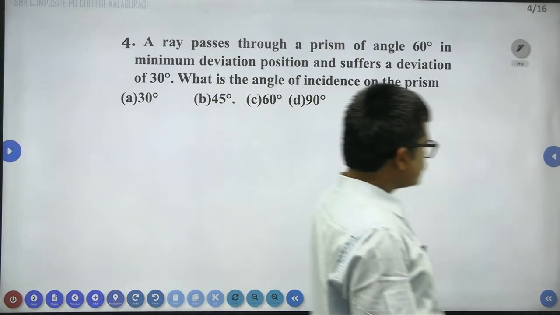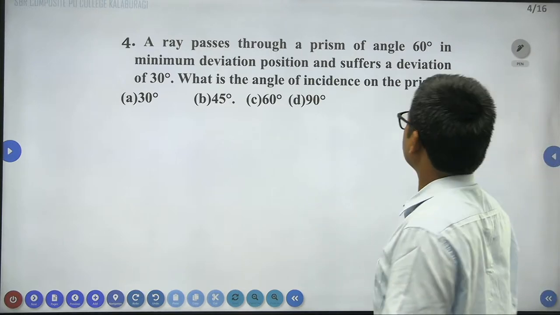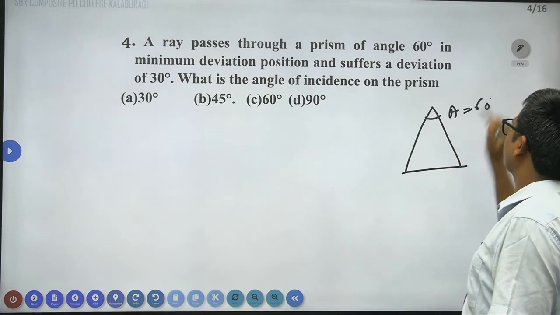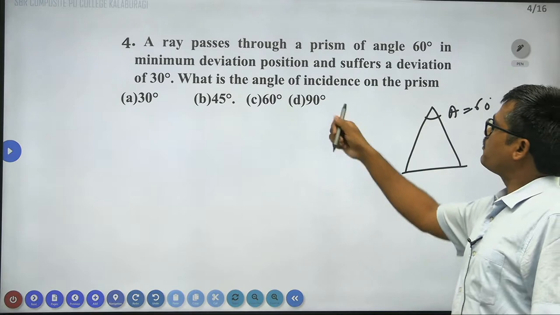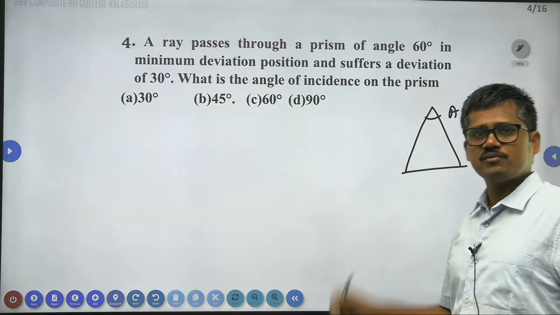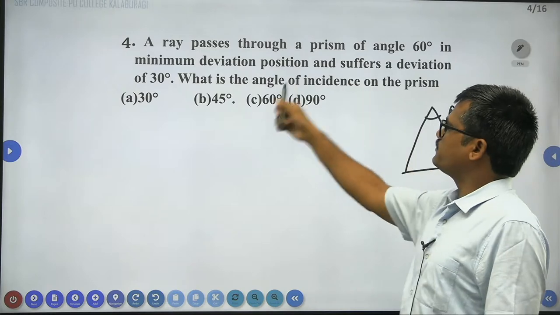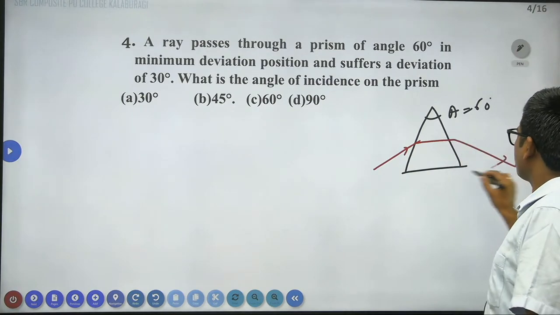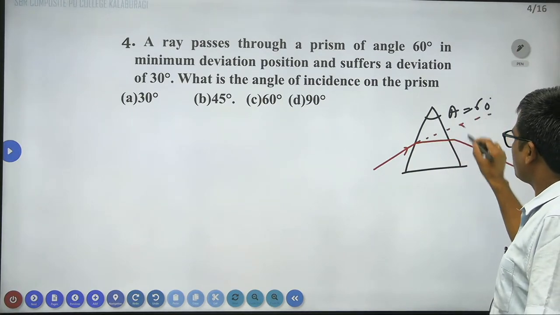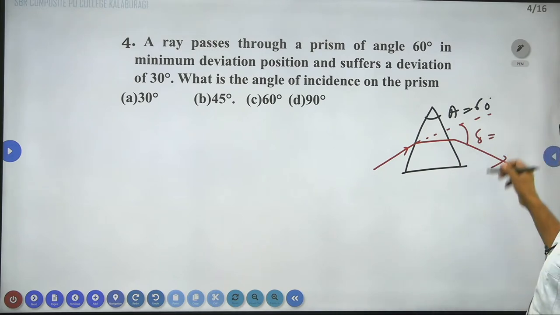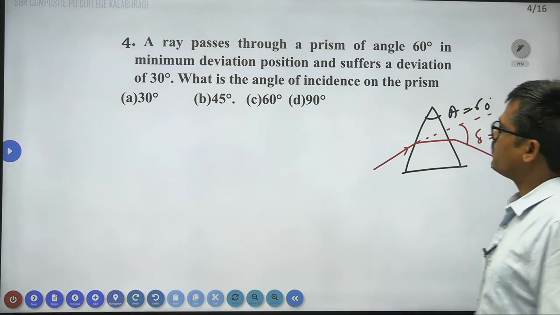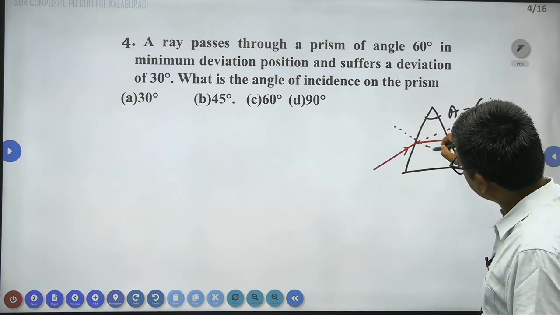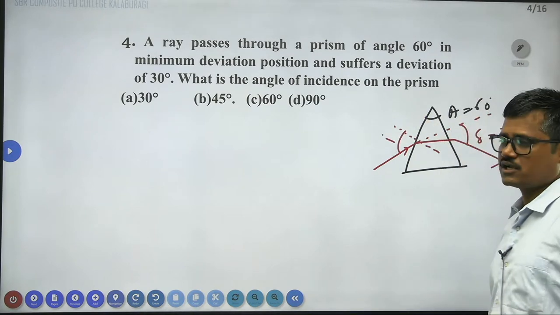Next one. Here, a ray passes through a prism of angle, what is the prism angle? Angle of prism here is 60 degree. In minimum deviation position, the prism suffers a deviation. One ray comes here, it goes here. With respect to the incident ray, the overall deviation they are given is 30 degree. Then they are asking what is the angle of incidence on the prism. This is the angle of incidence they are asking.